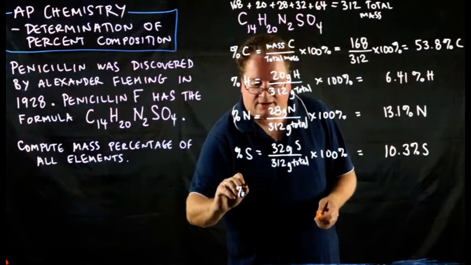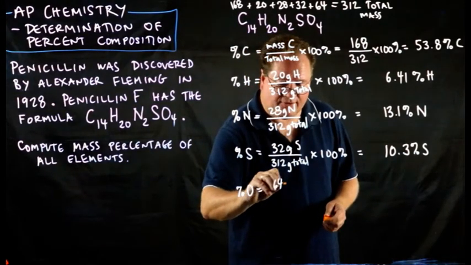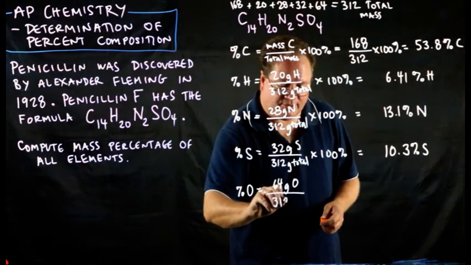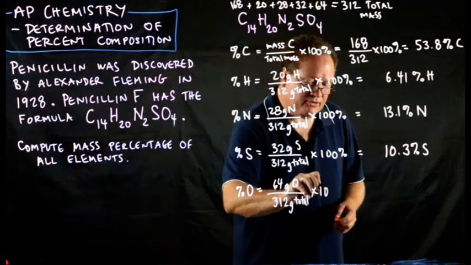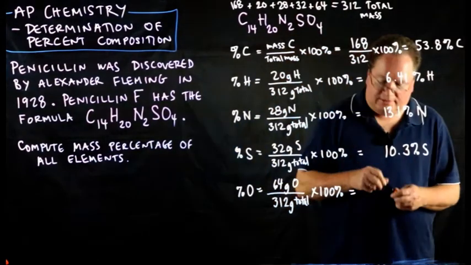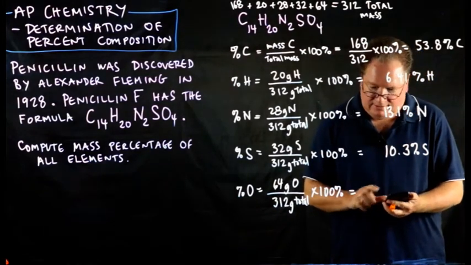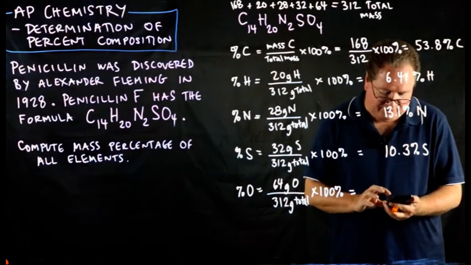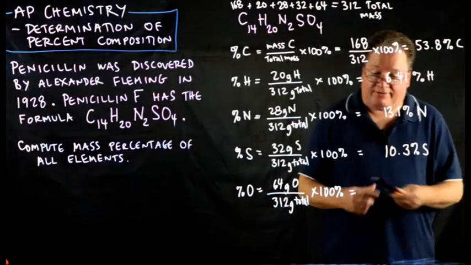And lastly, percent oxygen. Our mass of oxygen total was 64 grams of oxygen. The total mass is 312 grams total, times 100%. 64 divided by 312. I get 20.5.